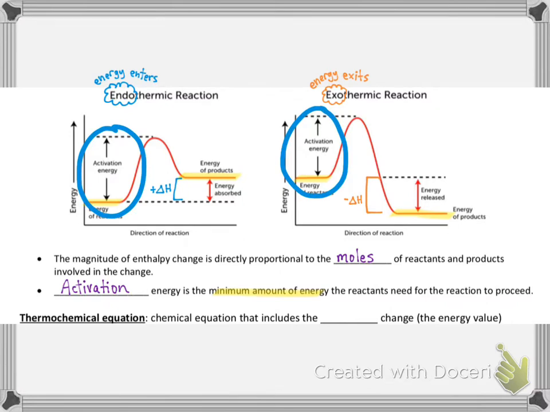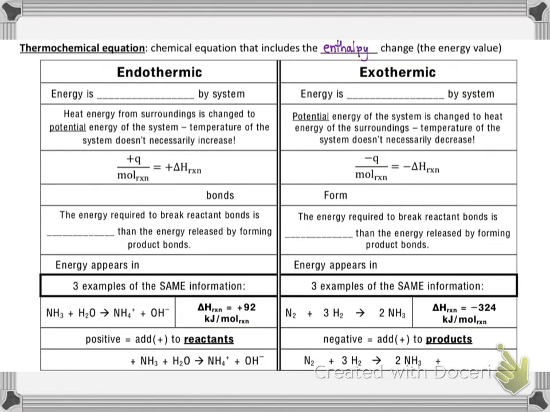Okay. Now, let's talk about thermochemical equations. Hopefully you remember a thermochemical equation from pre-AP. This is just when you include the energy change, or your enthalpy, within the balanced chemical equation. So let's take a look at how thermochemical equations work. Okay, first, just a quick reminder of the difference between endo and exothermic. Now remember, endothermic reaction, this is the one where energy is entering.